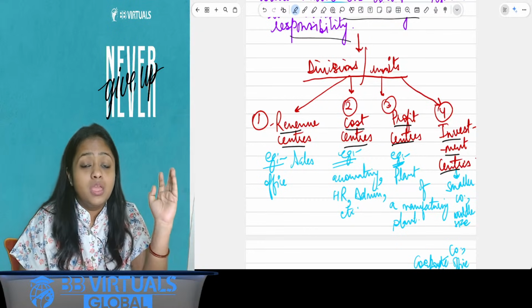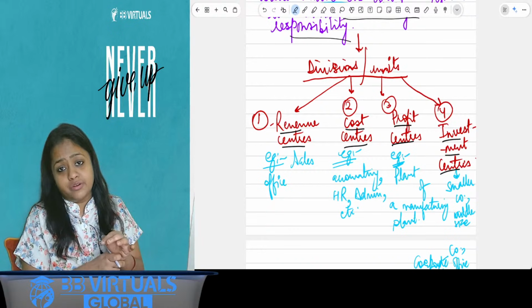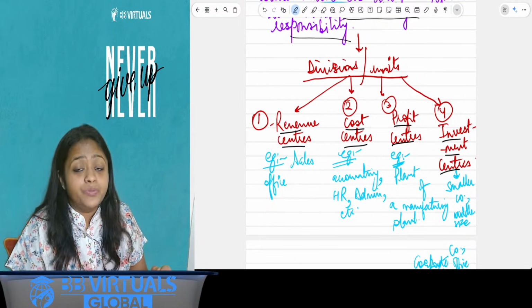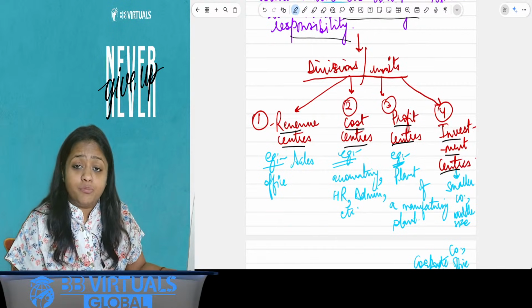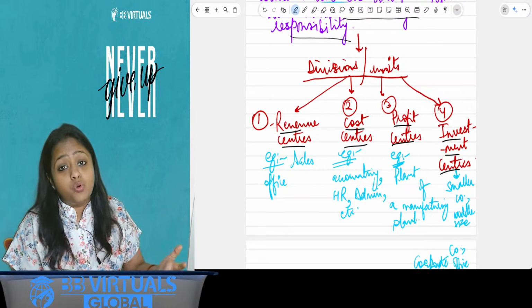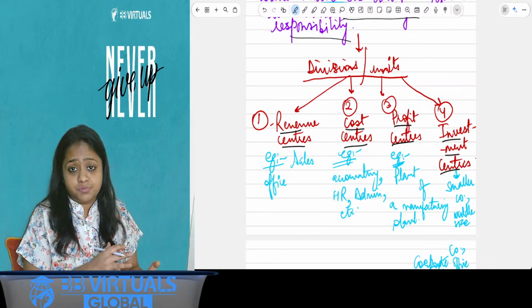Revenue generation. Then there are some departments which are not directly related to revenue generation, but are like a support system towards revenue generation. So they are evaluated on their performance as cost centers, as they contribute more towards the cost of the entity, and they are treated as a support system there.